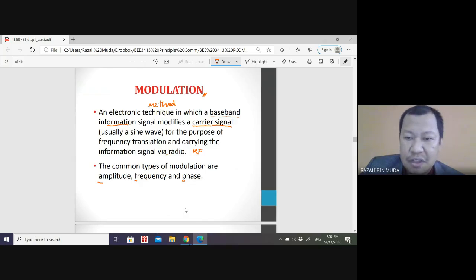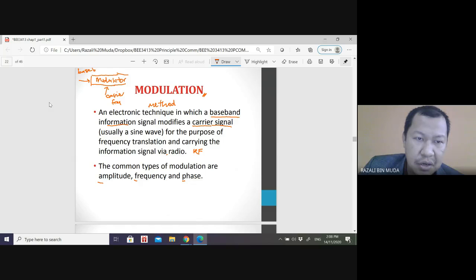So now you have modulation. Just now you have seen the modulator, with the carrier signal or carrier frequency, and the baseband frequency. So this is the process. What is the process? The process is the combination of carrier frequency and baseband frequency at the modulator. This process is known as modulation. The baseband information modifies the carrier signal. They combine and interact with the carrier signal for the purpose of frequency translation, meaning conversion of the frequency.